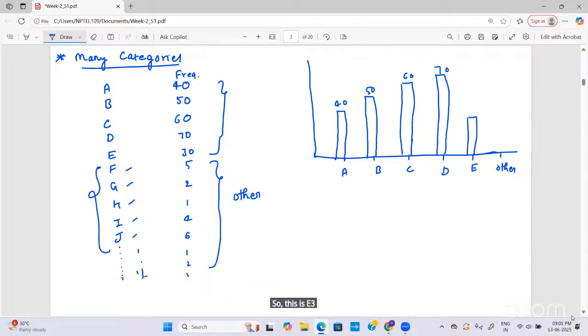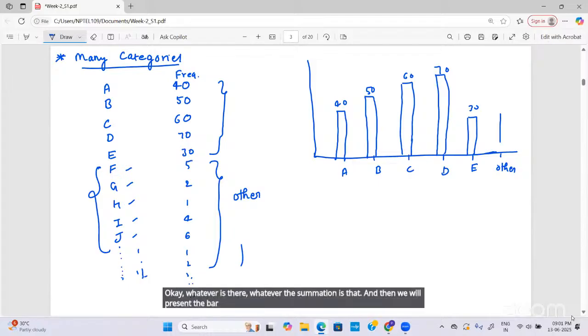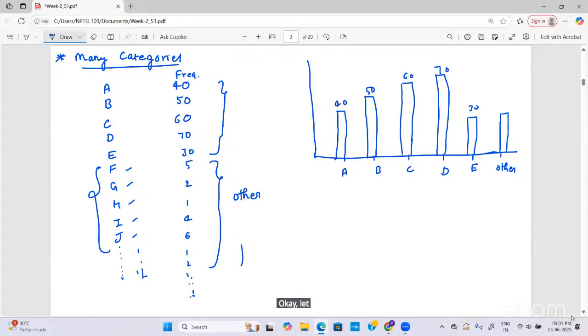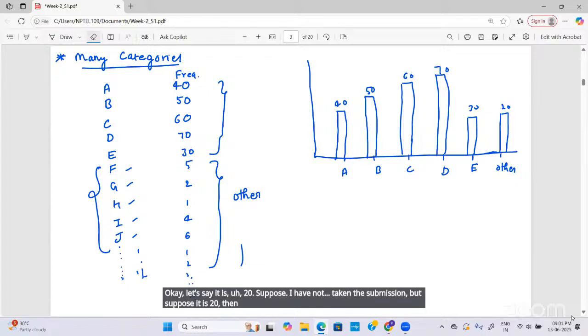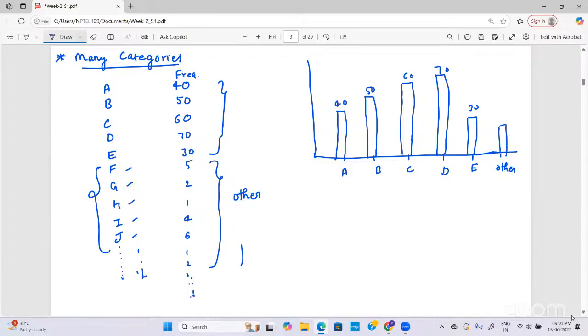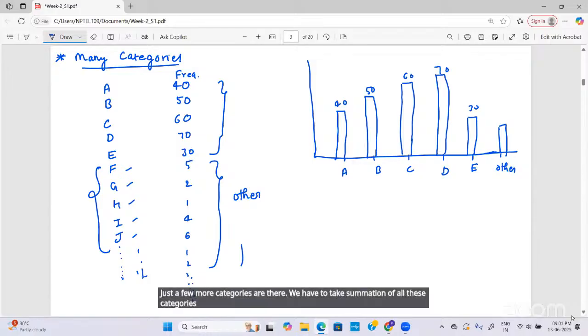And then what will we do? We will add all these categories, take the summation, and then represent the bar for that category. Let's say it is 20. I have not taken the actual summation, but suppose it is 20; then we have to take the summation and accordingly we can make the bar. Few more categories are there; we have to take the summation of all these categories and then make the bar for them.